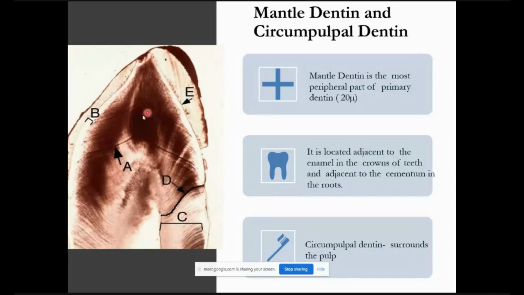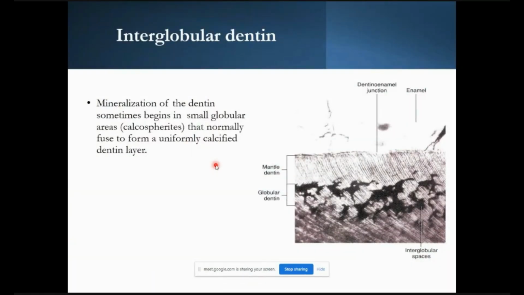Okay, these are the incremental lines. Incremental lines are something you see both in enamel and dentin because they're all formed in small increments. So these are the incremental lines seen in dentin. Okay, let's go to interglobular dentin. I'll explain the mineralization part so that you can understand it better. I told you that they're all formed in increments, right?